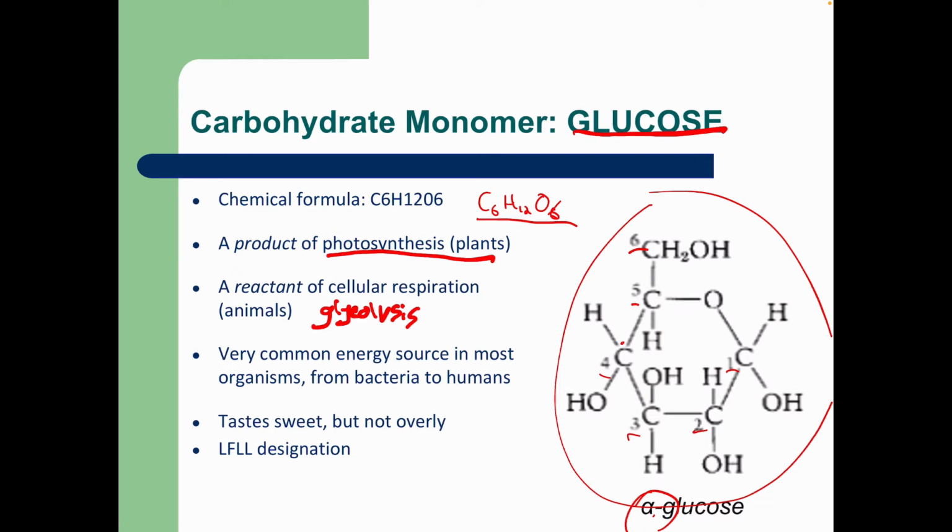Glucose is a very common energy source in most organisms, from bacteria to humans. So again, we've probably heard that glucose is the most common energy source in humans. The brain is highly reliant on glucose as an energy source, for example. Glucose tastes sweet, but not overly, and has an L designation. So you'll see this in the structure of the molecule, if you look at about a line, but we'll talk about that in another lecture.